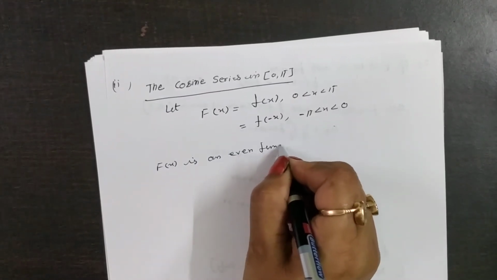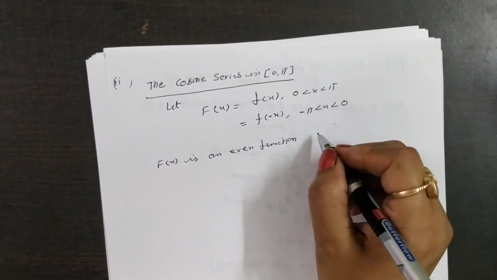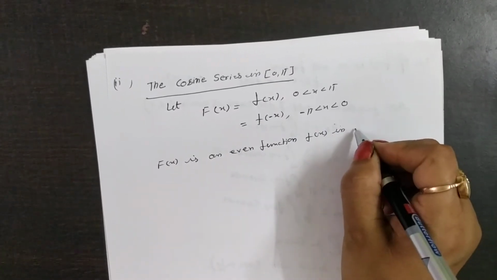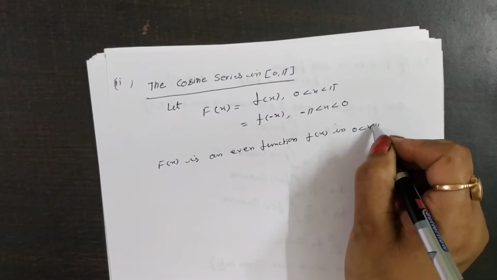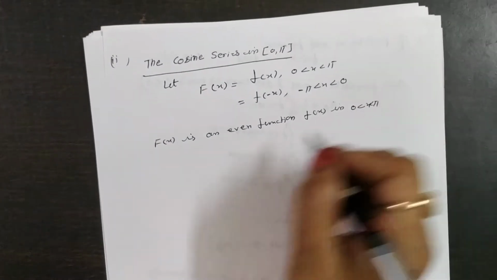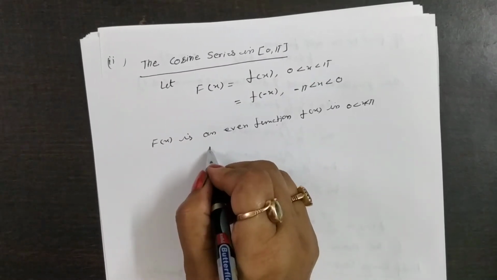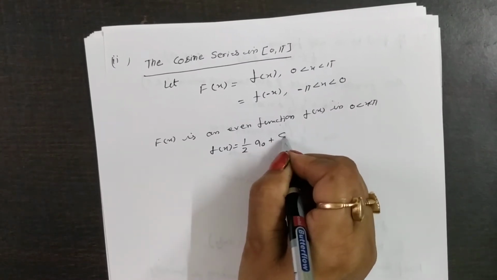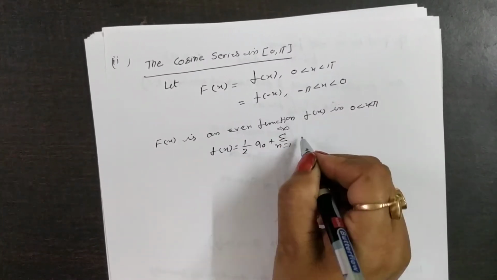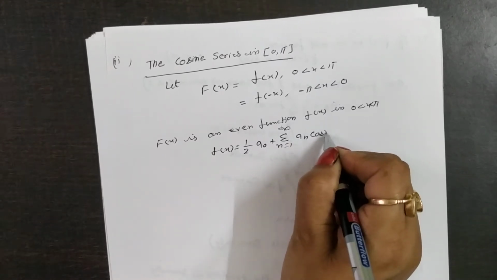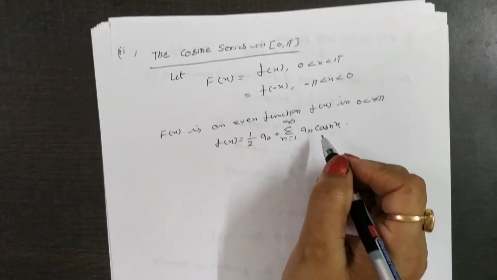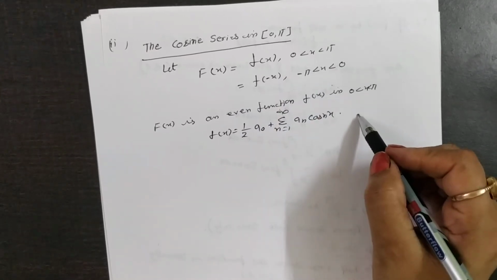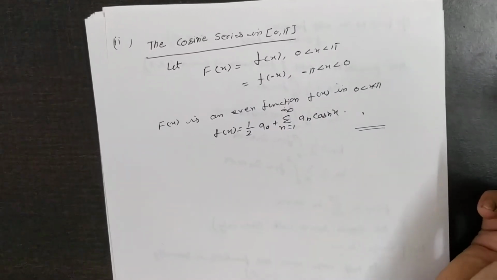It is an even function with f of x in 0 is less than x is less than pi. Therefore, for the even function, we get f of x is equal to half a0 plus sigma n is 1 to infinity an cos nx, where a0 and an you also know. This is the Fourier series in 0 pi, that is the half range series. Yes, student, I think you have cleared this sum.